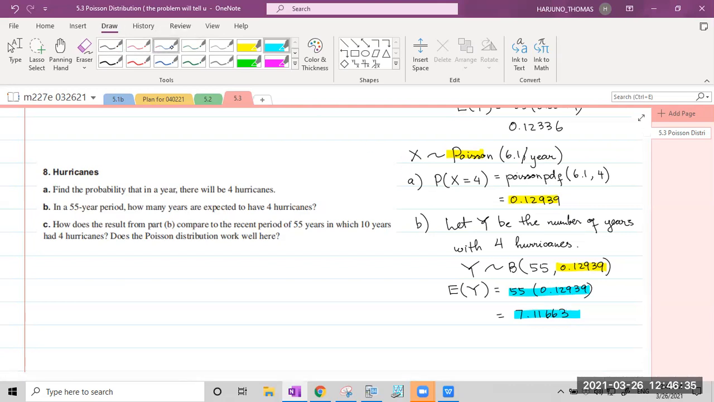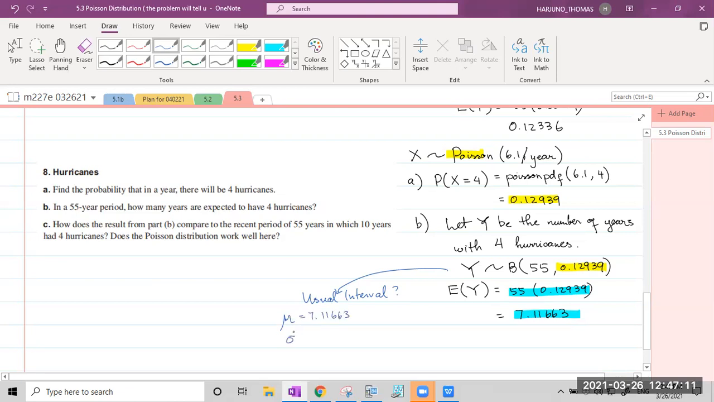Let's compute the usual interval. According to our estimation, the expected number of years with 4 hurricanes is around 7. But is 10 something usual? Let's find the usual interval. So the mean is the expected value, which we computed earlier, 7.11663. How about the variance?